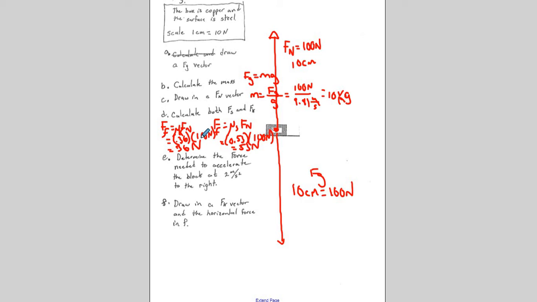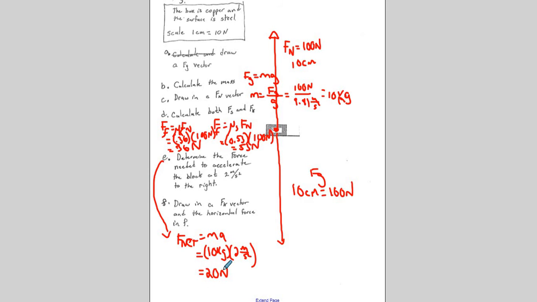And then it says determine the force needed to accelerate the block at 2 meters per second squared to the right. In order to figure that out, I'm going to do part E down here. I need to first know what my F net is. My F net is equal to ma, that's Newton's second law again, and it's a 10 kilogram block, so 10 kilograms, and we're trying to accelerate it at 2 meters per second squared. So the F net required is 20 newtons.